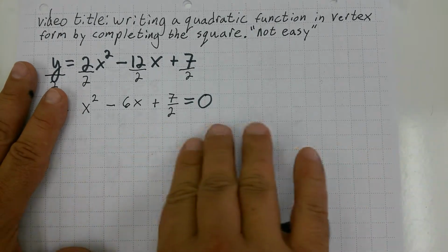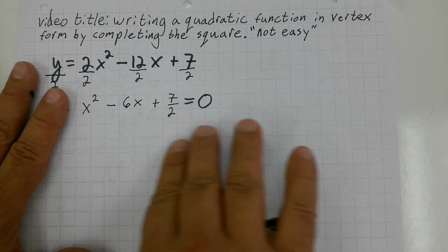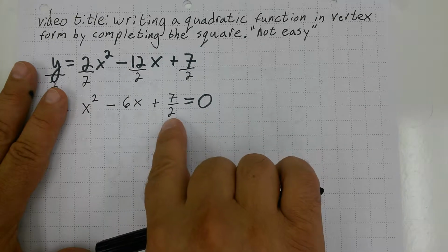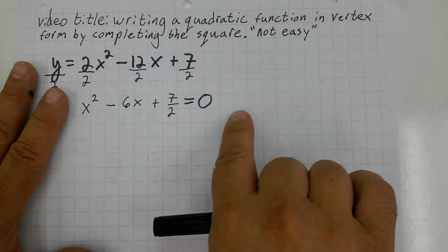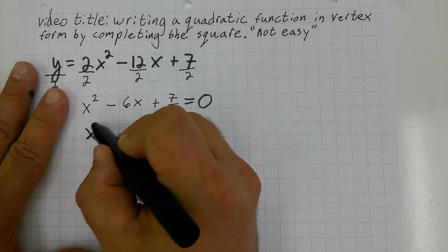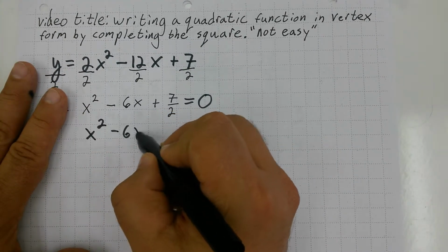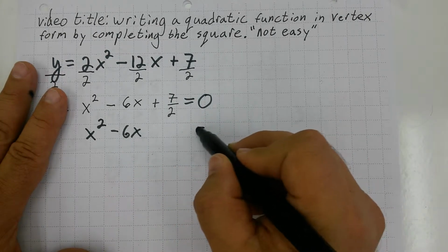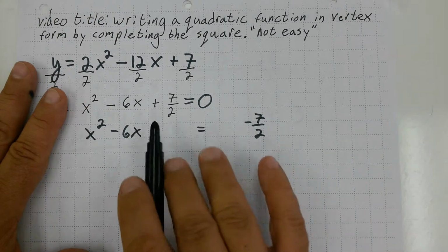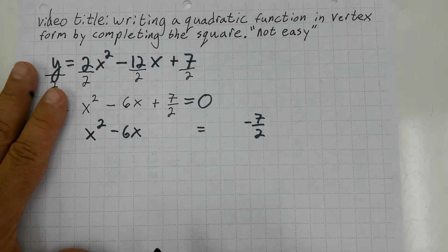Now, what I want to do with this is find the vertex by completing the square. So what I want to do is kick that over to the other side. In other words, minus 7/2 from both sides. And for convenience, you're going to want to leave a big space here. And that's going to equal negative 7/2 on the other side. And notice I left a space there as well.